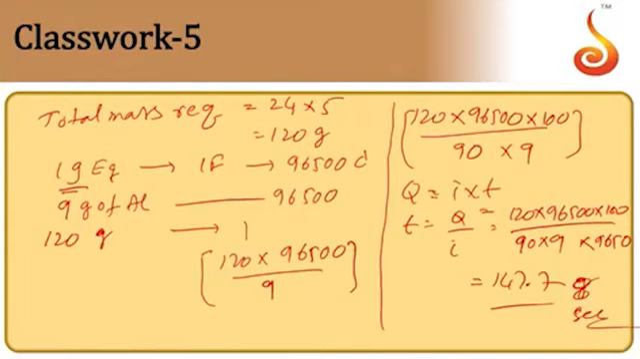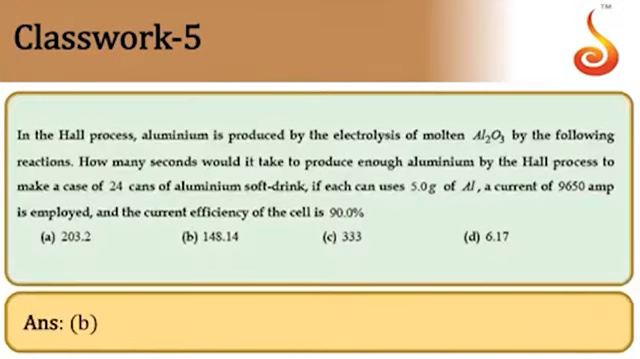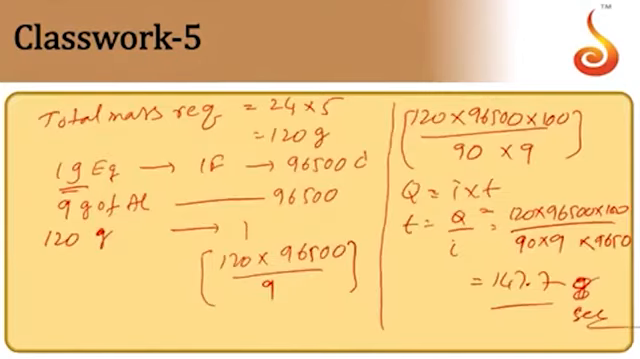So let us see the options: 147.7. It is there as 148. We can go for that answer. So in this problem, we found out the total mass of aluminum required, multiplying the mass of each can by the total number of cans which you require.